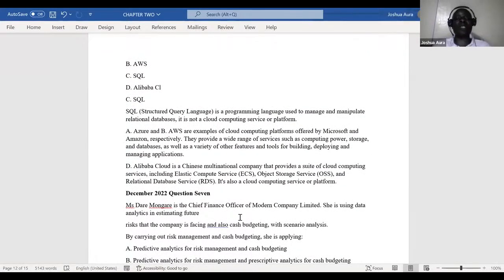This one here, question 7 years. Ms. Daremongare is the Chief Executive Officer, Chief Finance Officer of Modern Company Limited. She's using data analytics in estimating the future. So if it's estimating the future, we can only talk of either predictive or prescriptive. Let's listen here. It is estimating future risks that the company is facing and also cash budgeting with scenario analysis.